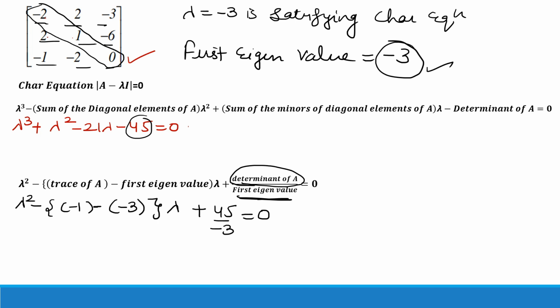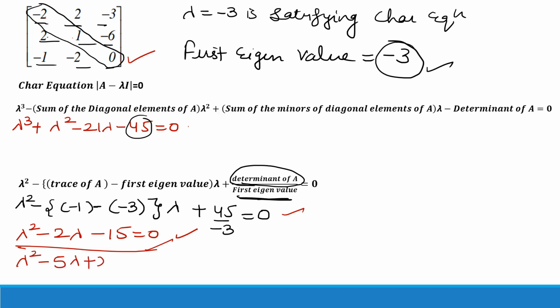But after solving this, what will you get? After solving this thing, you'll get this. This is a quadratic, right? We know how to solve a quadratic. So just factorize this and you'll get the final solution. We can easily write this as lambda square minus 5 lambda plus 3 lambda minus 15 equals 0.